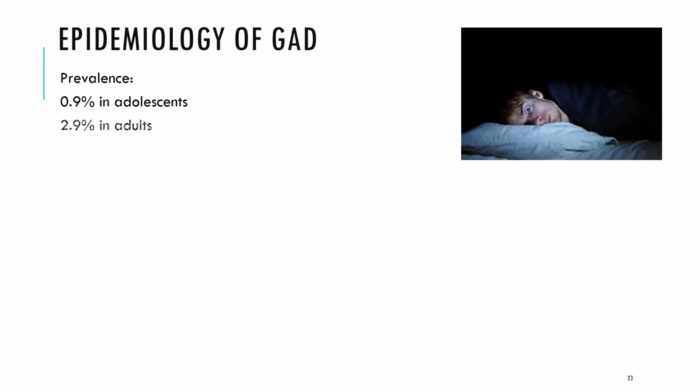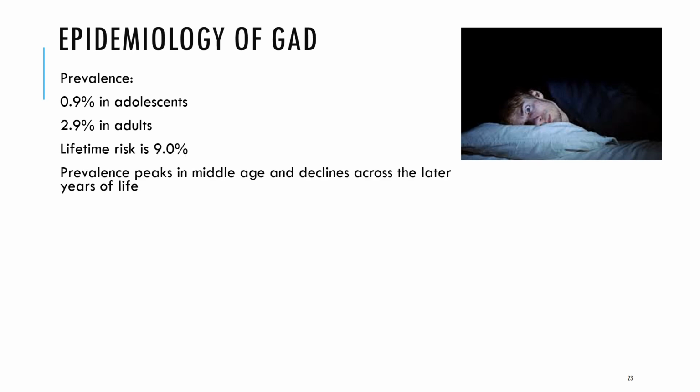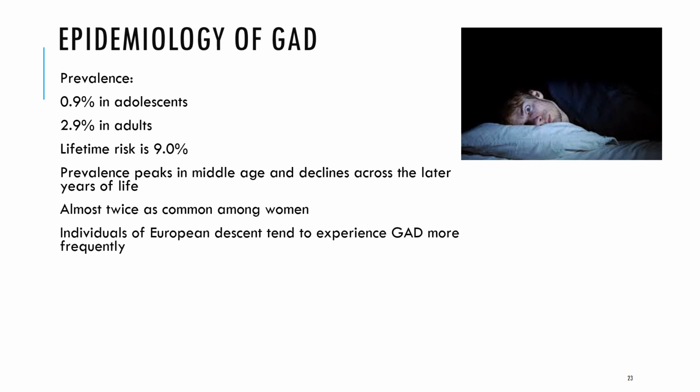Epidemiology of GAD: 0.9% in adolescents and 2.9% in adults. So it jumps almost 2% from the time you go from adolescent to adult. The lifetime risk of acquiring this is 9%. That's also pretty high. I think a lot of people have generalized anxiety disorder. I definitely have generalized anxiety disorder, and we'll talk about that in class. But this is a really common one.